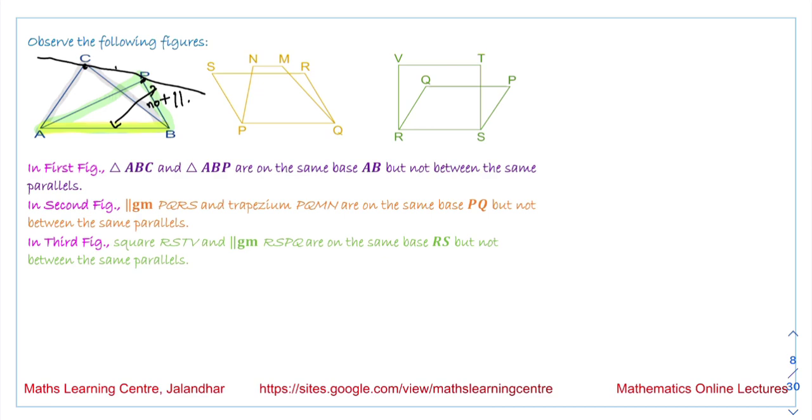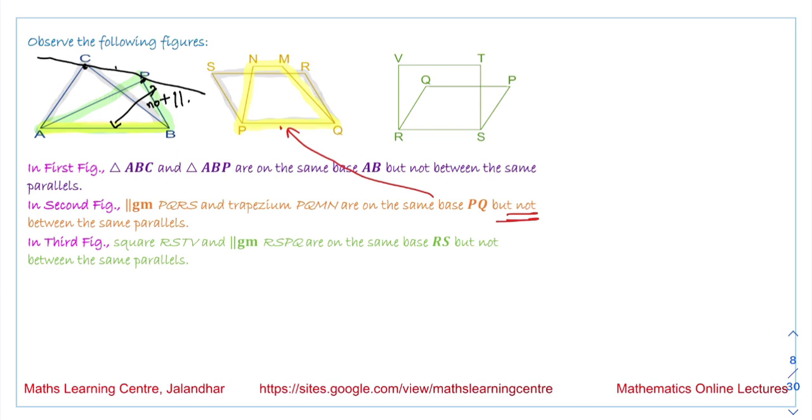Similarly, we are talking about the parallelogram PQRS, and the second we are talking about is PQMN. This is the trapezium. Both of these have the same base. This is the common base they have, PQ. They have the same base, but they are not between the same parallels.